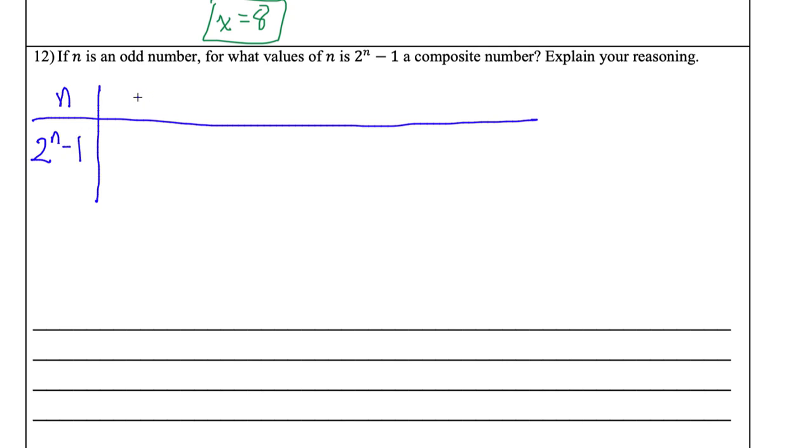All right, let's try, n has to be an odd number. I'm assuming a positive number too. 1 is an odd number. If I do 1, 2 to the power of 1 is 2. 2 minus 1 is 1.